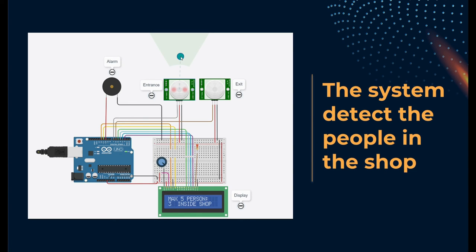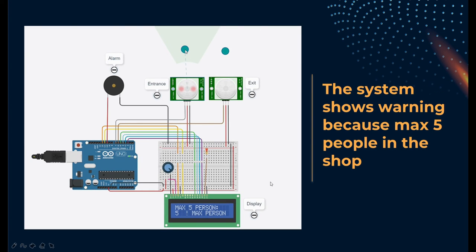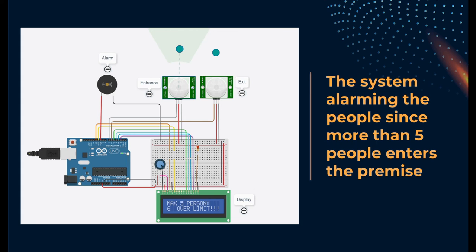Second, for this image, as you can see, 3 people have entered the shop. This is where the PIR at the entrance detects the maximum number of people in the shop, which is 5 people, and the LCD alerts other people not to enter by showing maximum. Now the system is alarming using the buzzer because more than 5 people have entered the shop and the LCD shows over limit.